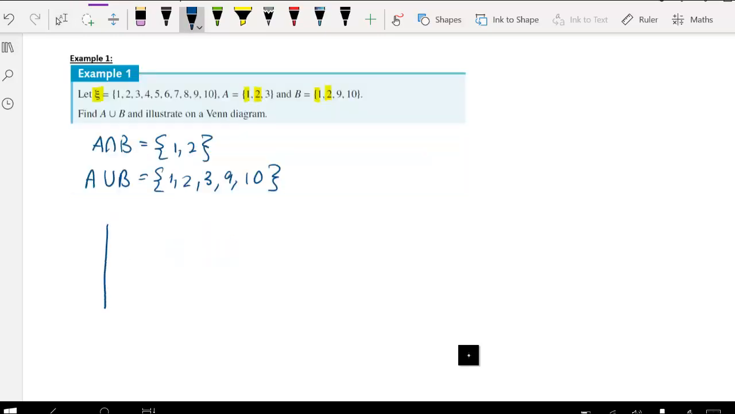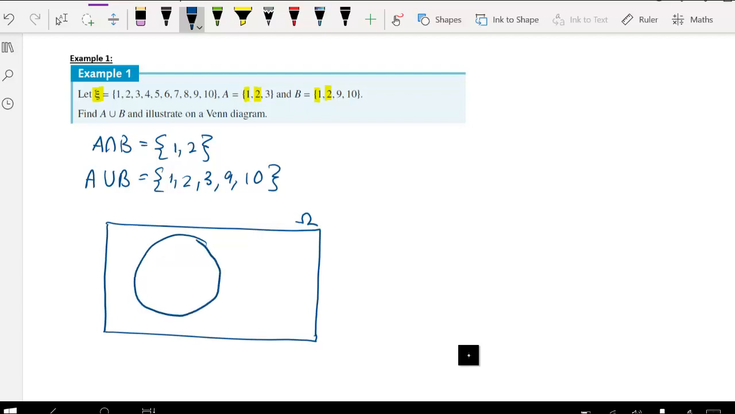To put these into a Venn diagram, we can start by drawing the space. Our omega represents a universal set. We have A and B, and they must overlap as there's an intersection between them, which includes the values 1 and 2. Now, the values that exist in A but not in B are 3, and the values that exist in B but not in A are 9 and 10. So within these two circles, we should have all the values that are A or B, or A union B. So we've got 1, 2, 3, 9, and 10.